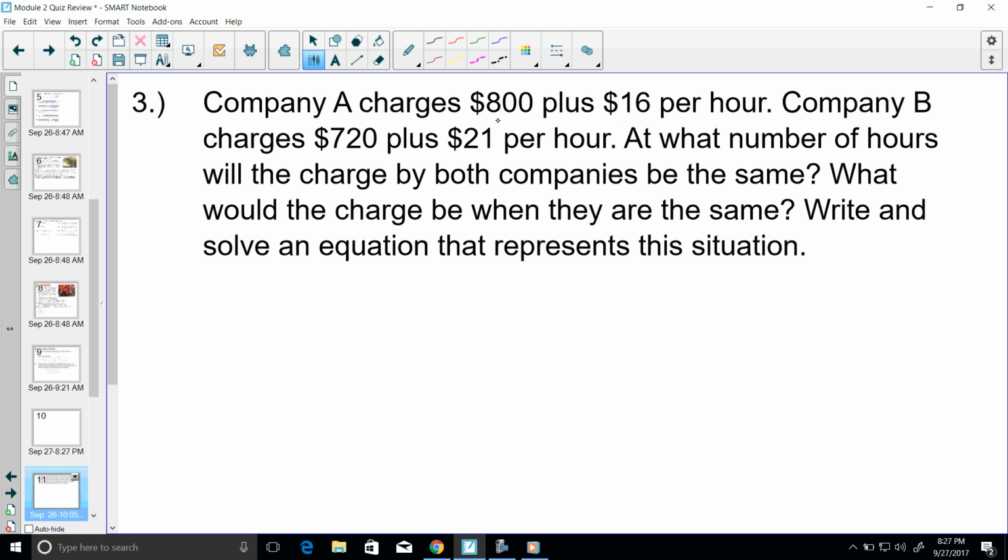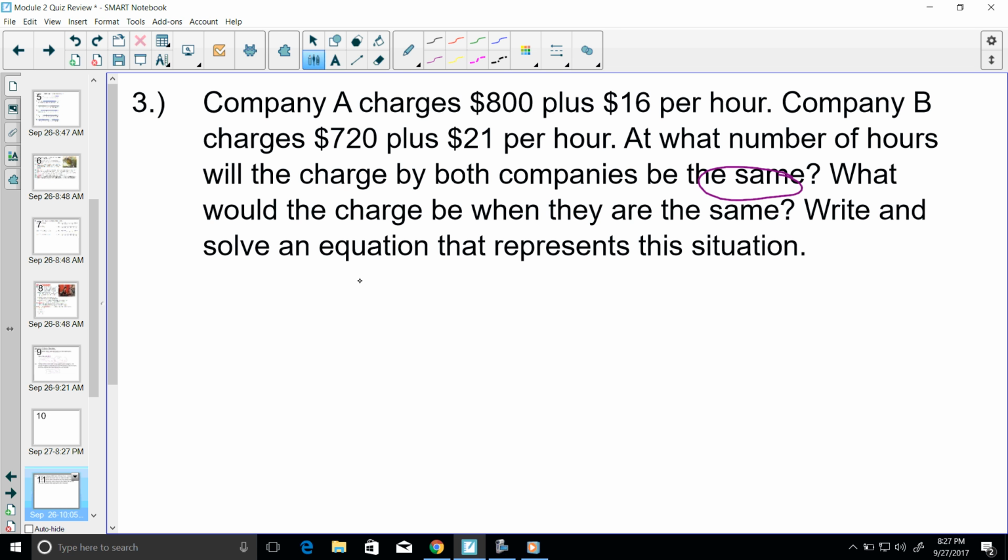Company A charges $800 plus $16 per hour. We don't know what they do, this is what they charge. Company B charges $720, but $21 per hour, which is more hourly. At what number of hours will the charge by both companies be the same? That's key. What would the charge be when they are the same? Write and solve an equation that represents the situation.